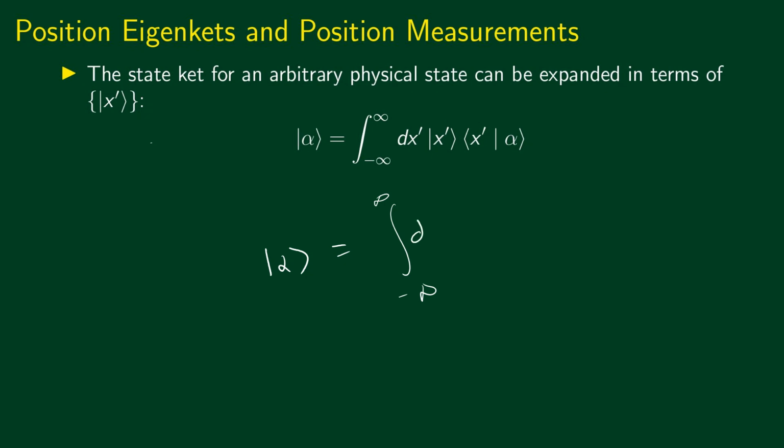Then I introduce an identity like this, dx prime, ket x prime, bra x prime. Then I write ket alpha here. So I can write ket alpha as an expansion over the position eigenkets. These are the expansion coefficients, which again can be thought of as a function of position. We'll be dealing with a function that gives you a complex number corresponding to every possible position.